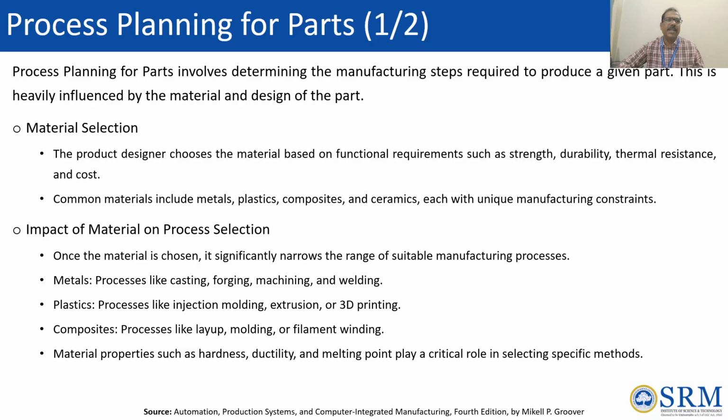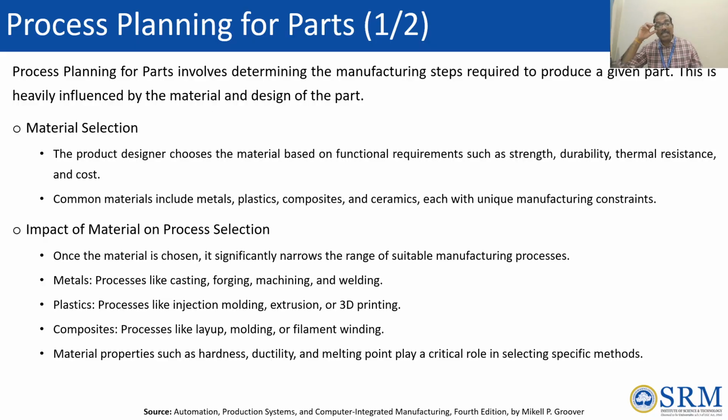So what are the things we need for process planning for parts? Process planning for parts involves determining the manufacturing steps. What is the sequence of manufacturing steps required to produce a given individual part? What are the manufacturing steps included? Consider a particular component which has threading, and also has grooves, knurling, and chamfering.